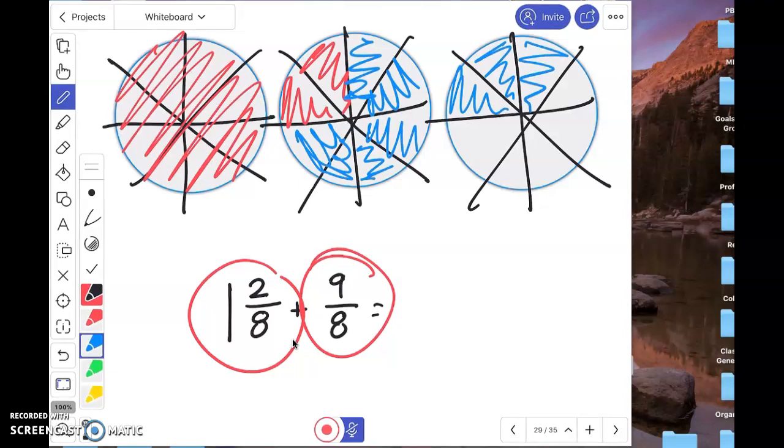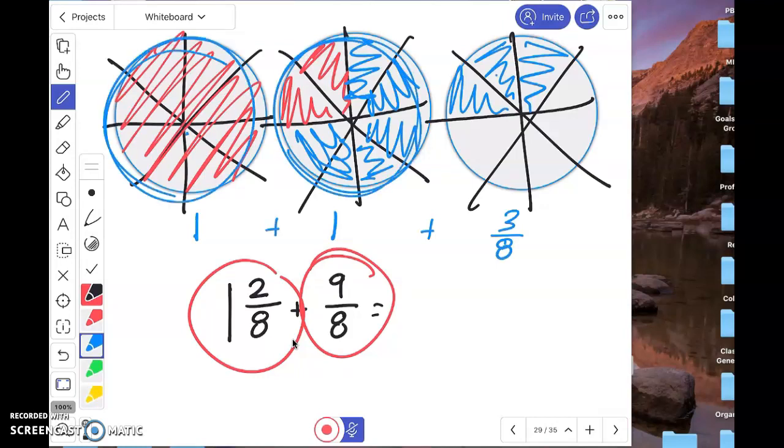So I end up with 1 plus 1 plus 3/8. Do you see that? This is one whole pizza, and then 3 slices of a pizza. So altogether that would be 2 and 3/8.